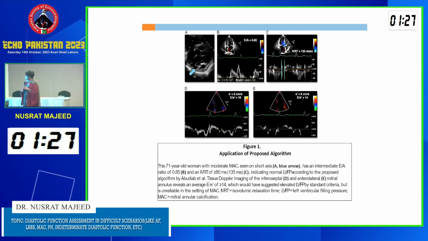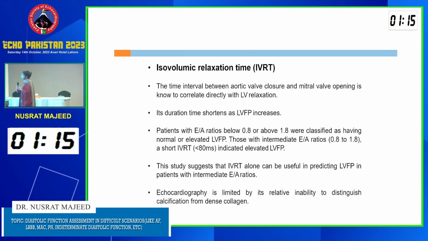Echocardiography, next please, is good, but it cannot differentiate between calcification and dense collagen. Next, please. Next, Dr. Tipu. CT, again, has spatial resolution. Then isovolumic relaxation. This correlates well. The shorter the isovolumic relaxation, the higher the pressure.